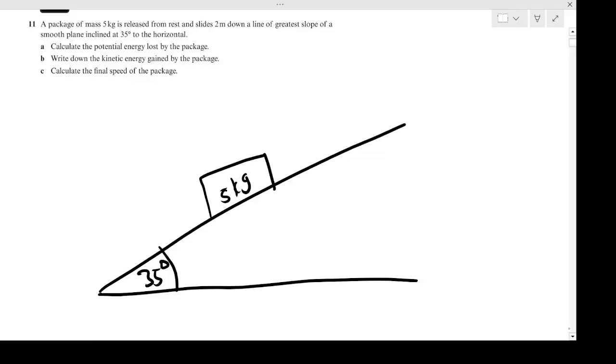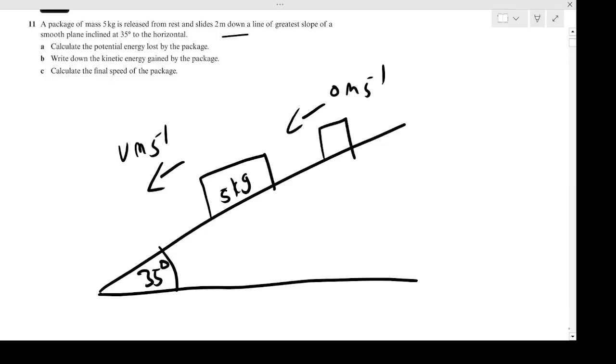Oh no, sorry, it's going to go down the slope. It moves down the slope, so it starts up here at 0 speed. It doesn't tell me the speed when it moves down the slope, so I'll just call it v. So I've got these two speeds again. The box is up here and then it ends up down here. That's the idea.